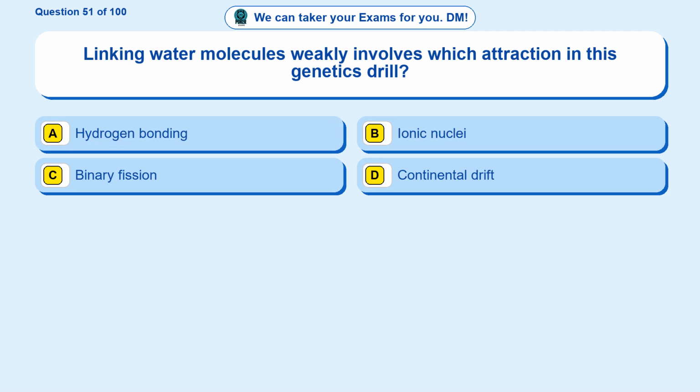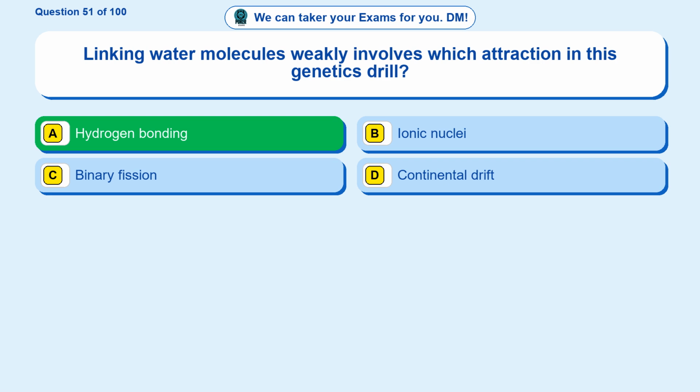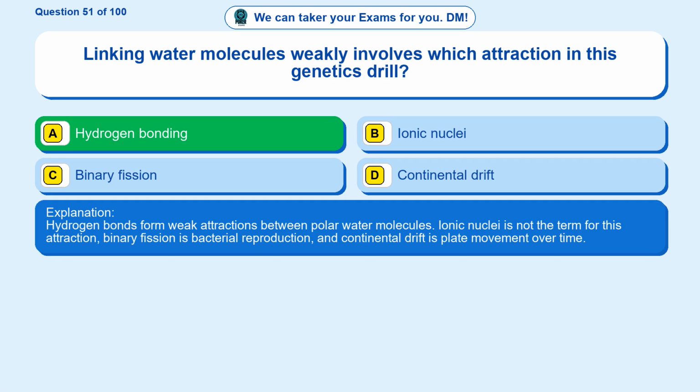Question 51. Linking water molecules weakly involves which attraction in this genetics drill? Option A hydrogen bonding. Option B ionic nuclei. Option C binary fission. Option D continental drift. The correct answer is option A. Hydrogen bonding. Hydrogen bonds form weak attractions between polar water molecules. Ionic nuclei is not the term for this attraction, binary fission is bacterial reproduction, and continental drift is plate movement over time.